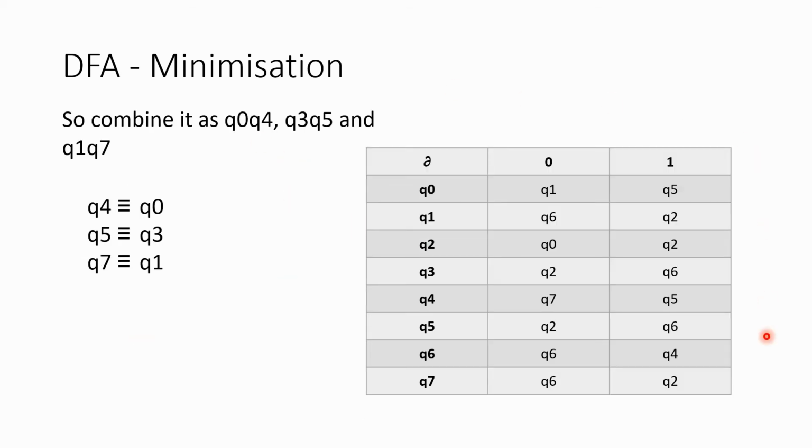This is the transition table for the given problem, in which we have to combine Q0 state and Q4 state as Q0, Q4, Q3 state and Q5 state as Q3, Q5, and Q1 state and Q7 state as Q1, Q7. Strike out the individual states Q4, Q5 and Q7 so that we can combine Q4, Q5 and Q7 states with Q0, Q1 and Q3.